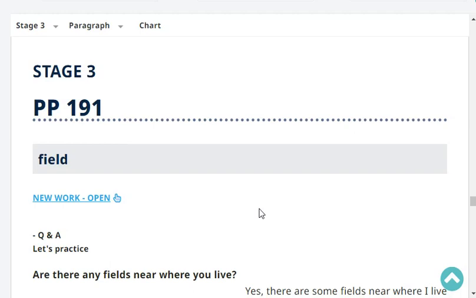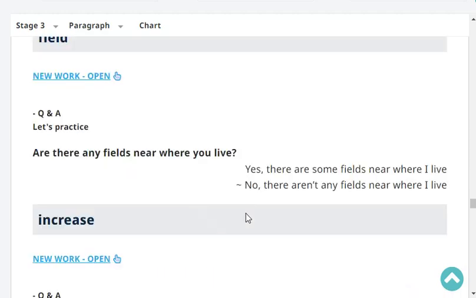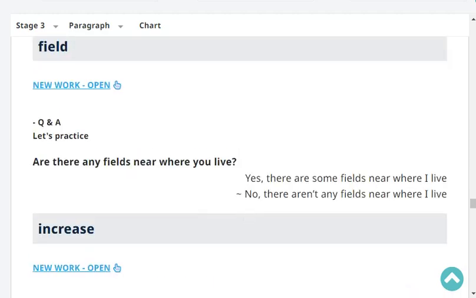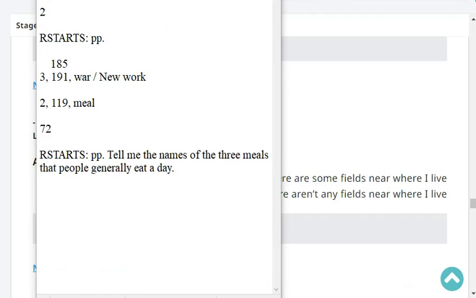Are there any fields near where you live? Yes or no? No, there aren't any fields near where I live.